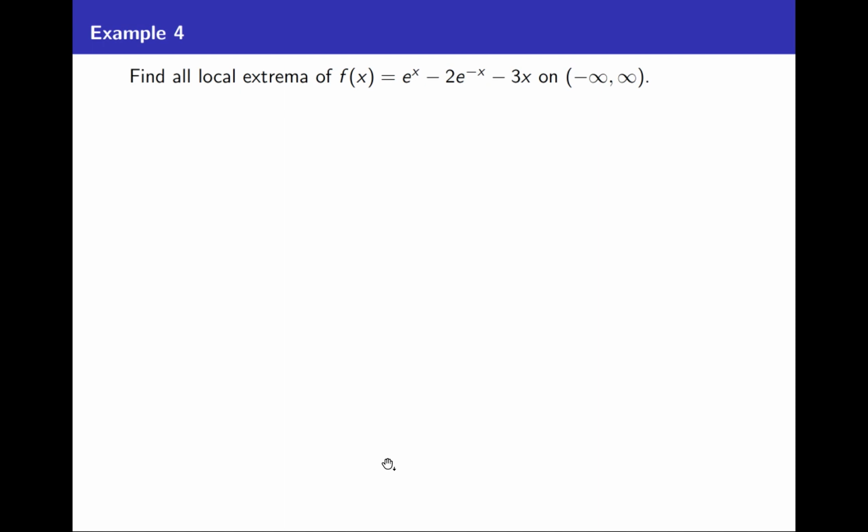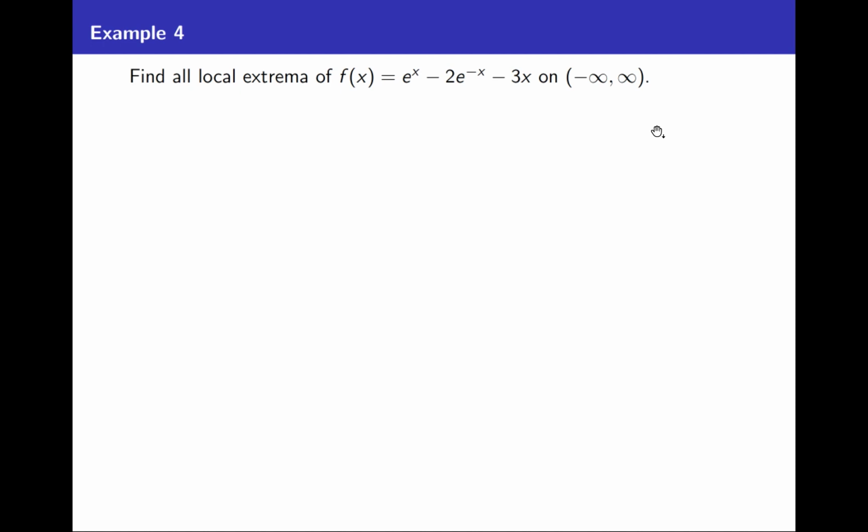New example. Find all local extrema of f of x equals e to the x minus 2 e to the minus x minus 3x on the interval from negative infinity to infinity.